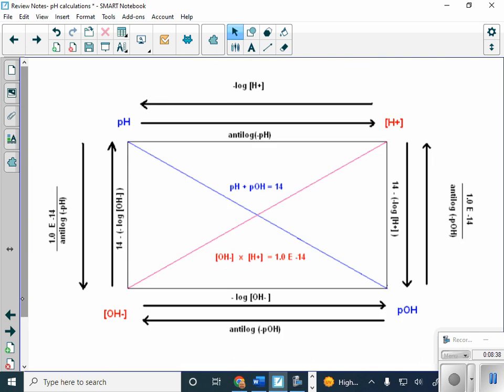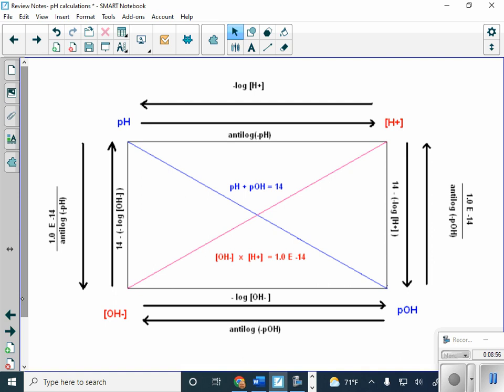Now, this is the square I told you you might want to copy down. You might want to have somewhere. Somebody asked me, are you allowed to use that on your exam? Will I give that to you? No, I won't. But maybe it's something you might want to put on your note card. I don't know.